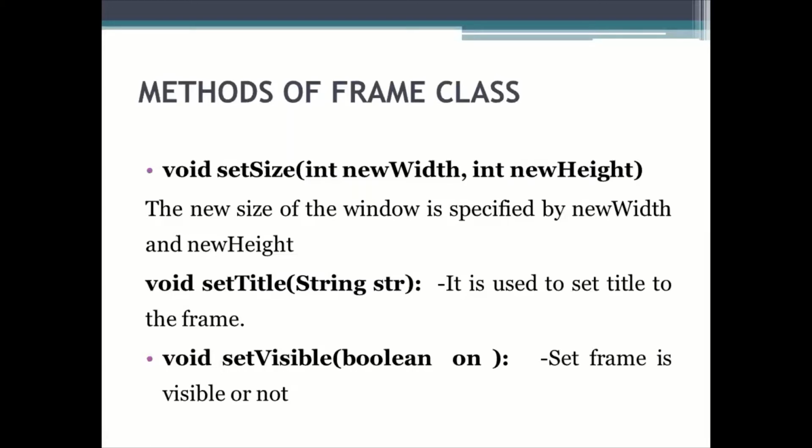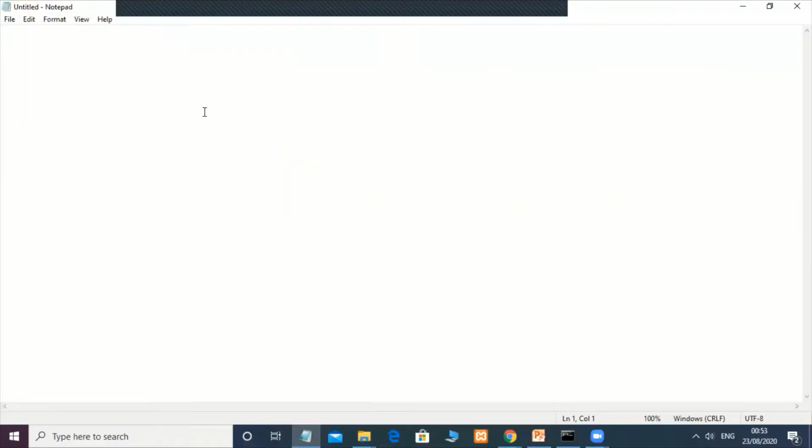Now we'll see the program using frame. In this program, we'll see how to create a GUI using frame. First, import the package java.awt.*. Then create a class Frame_31 extends Frame, and inside the constructor Frame_31.